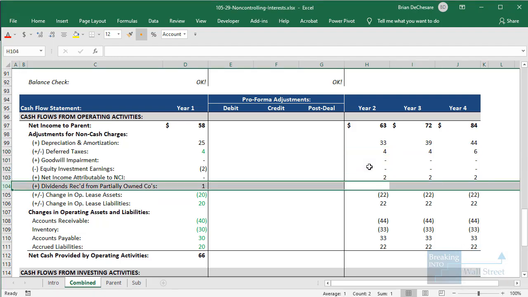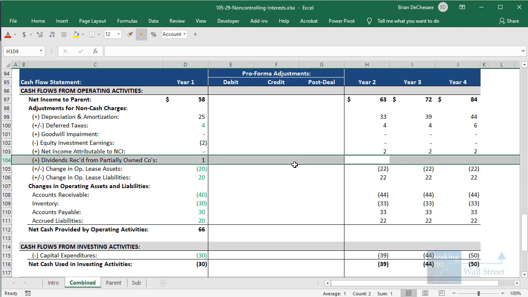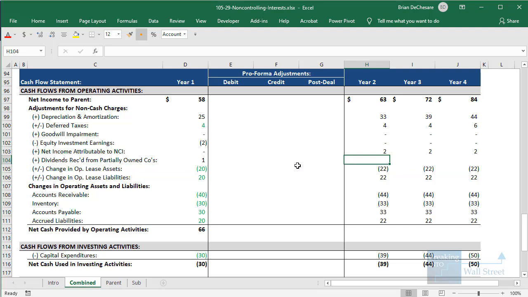Now, for the dividends received from partially owned companies, you might think that we have to check whether we have an equity investment or non-controlling interest here, but it's actually not necessary if you think about it, because regardless of how it's classified, if we own a percentage in another company, we always get a percentage of that company's dividends. If we own 20%, we get 20% of the company's dividends. If we own 70%, we get 70% of their dividends. So this will always be the same line item.